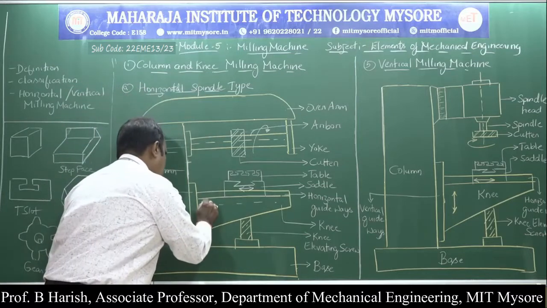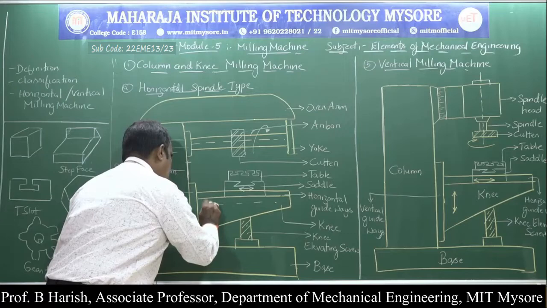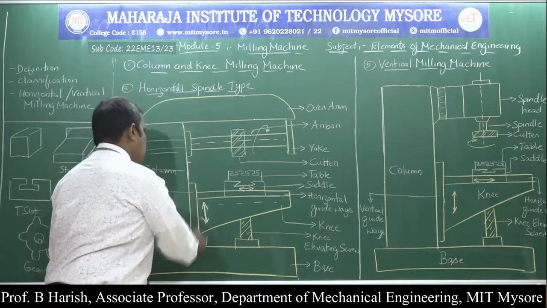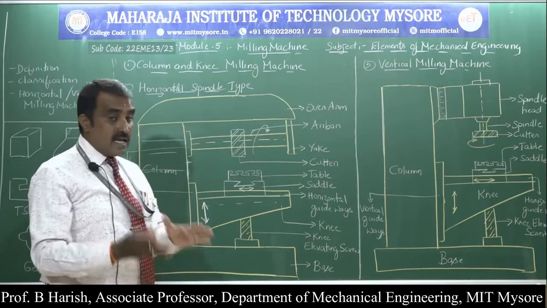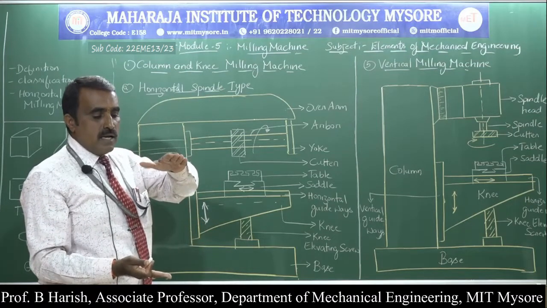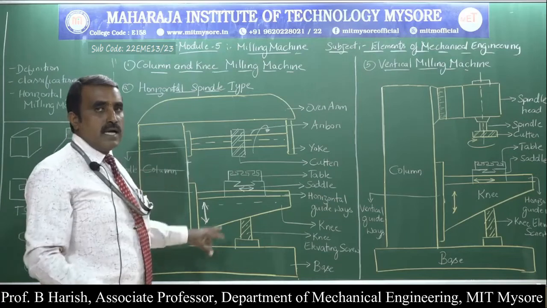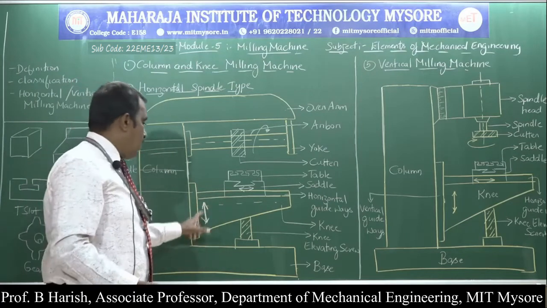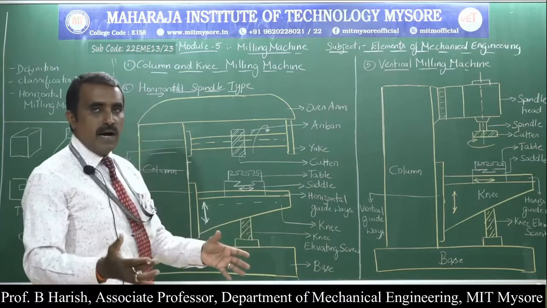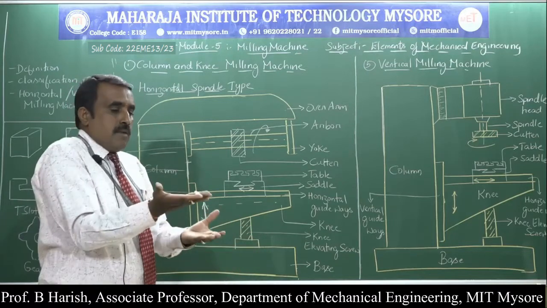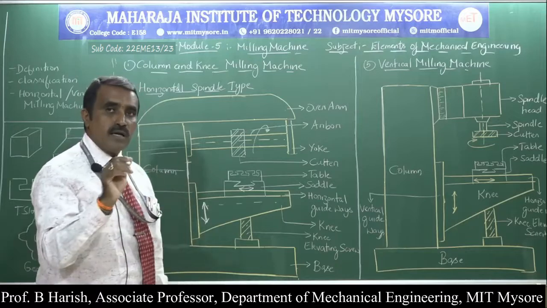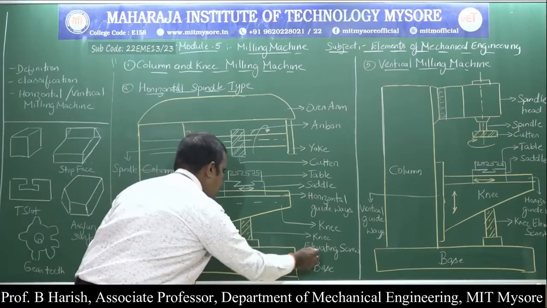You can observe this arrow mark. This arrow mark shows that it can be moved up and down along the guide base. That helps to adjust the size of the job. If the size of the job is bigger, I can move the knee and adjust it. That is one movement of the knee. Since the knee is a very big part, it cannot be placed in between without any support, and that supporting function is done by this knee elevating screw.